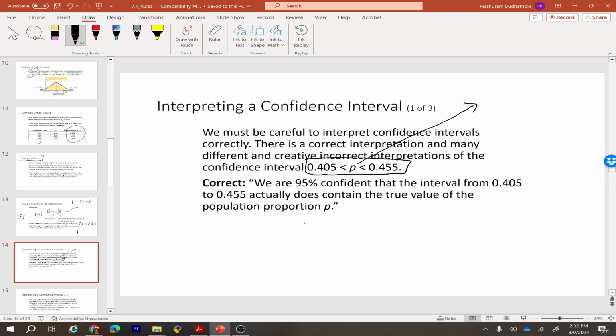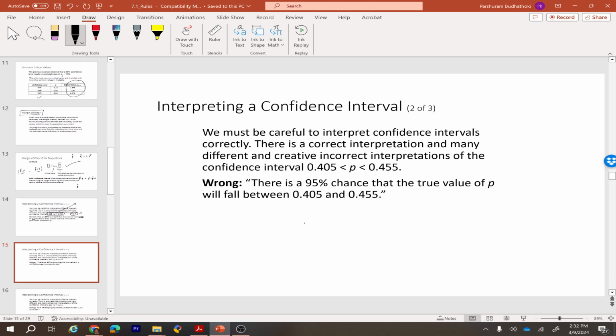The population proportion is between 0.405 to 0.455 with the confidence level 95%. This is just a given confidence level. The meaning of that is we are 95% confident that the population proportion has to be in between these two values.